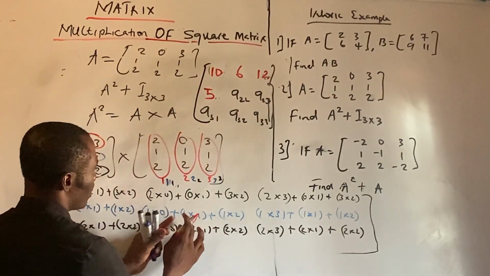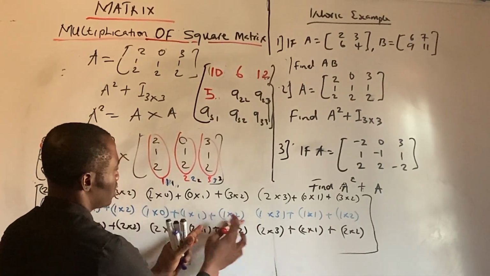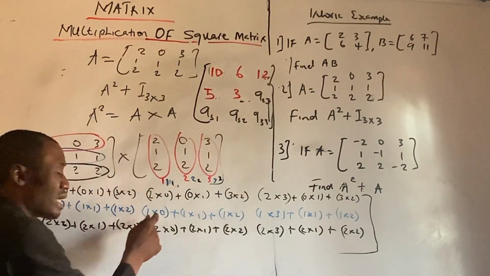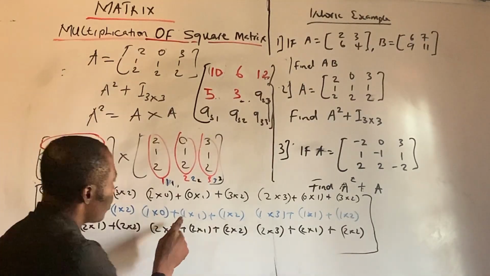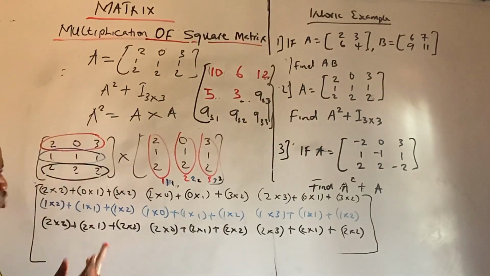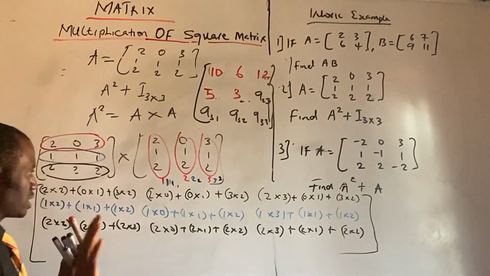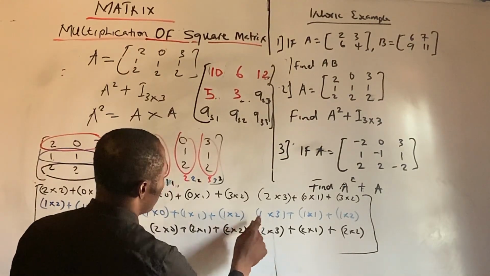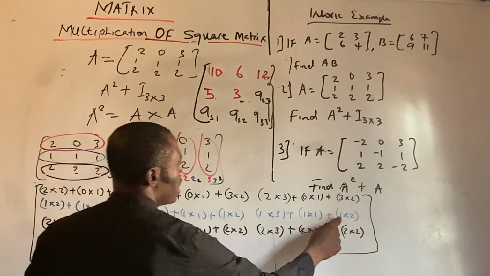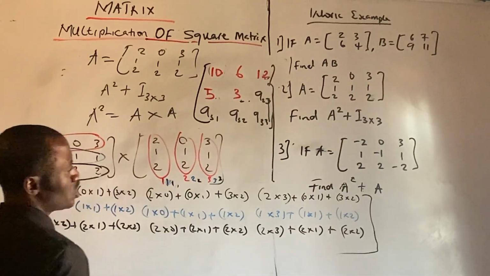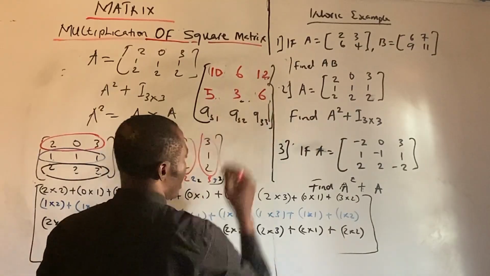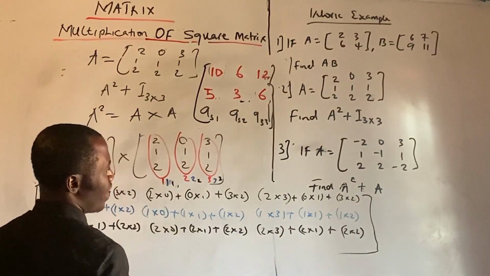Next one, this is 0. 1 times 1 is 1. 1 plus 2 will give you 3. I hope you're following what I'm doing. Because 1 times 0 is 0, 1 times 1 is 1, 1 times 2 is 2, and 1 plus 2 is 3. So next one, 3 times 1 is 3, 1 times 1 is 1, 1 plus this is 4. This times this is 2. 2 plus 4 should give me 6.